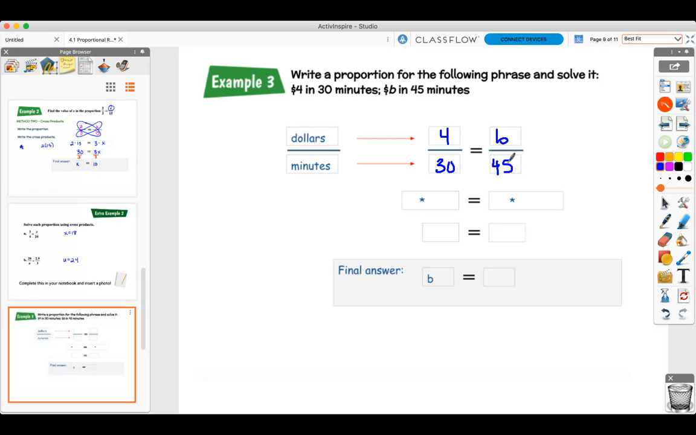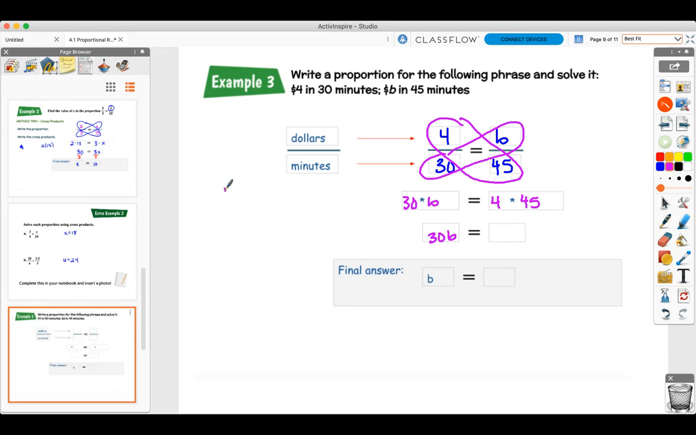This is where my B's kind of look like sixes, or that's what my students in the past have told me. And now again, I'm on team cross products. If you notice over here, this is where equivalent fractions doesn't work, because what do you multiply 30 by to get to 45? There is no clear number that you know in your head to get it. So you're going to need to learn how to do cross products. Cross products is multiplying this and multiplying that. So 30 times B and 4 times 45. 30 times B is 30B.